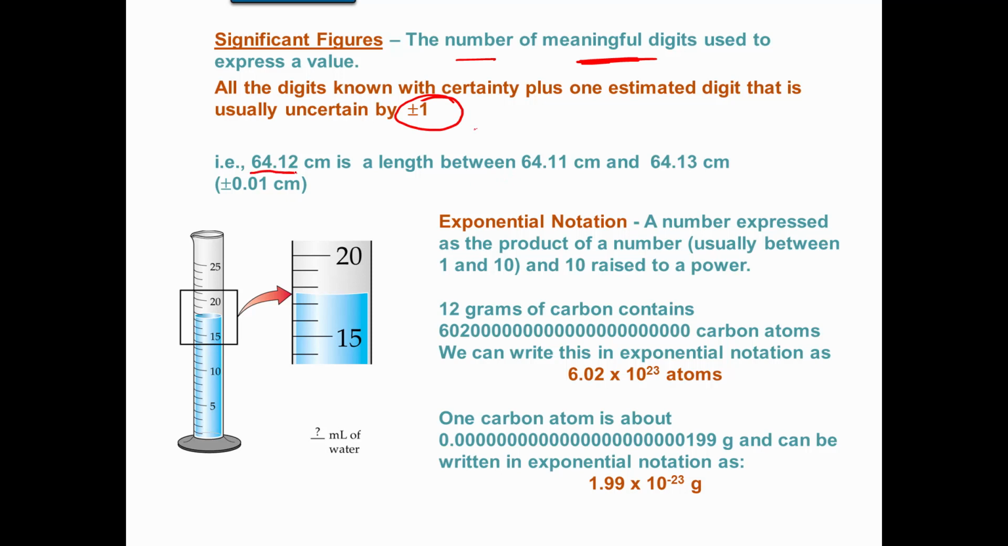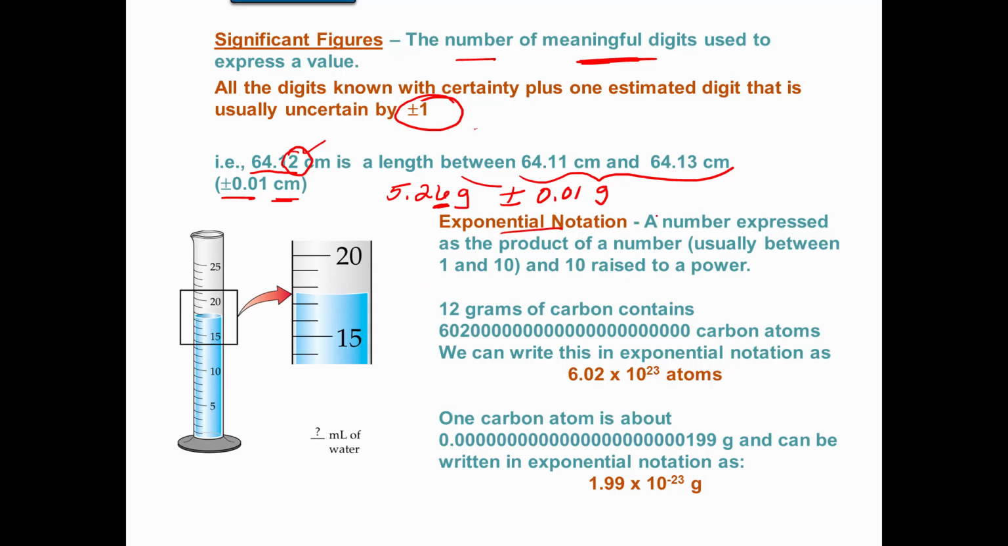So for example, if I report 64.12 centimeters, that is a length that is between 64.11 centimeters and 64.13 centimeters. So the uncertainty in that is plus or minus 100th of a centimeter. The uncertainty is in this last digit. That's in any measurement that you're given. You still report that last digit, even when you report a mass from a balance, for example, let's say I weigh something that's 5.26 grams, you report this last digit, but the uncertainty is plus or minus 100th of a gram. Okay?